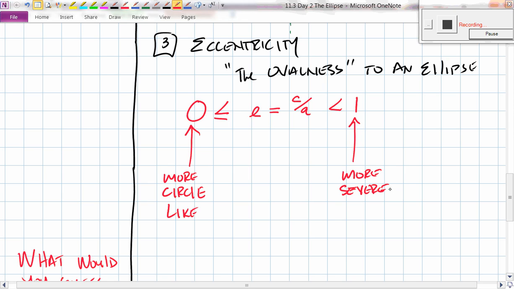So if it was 1, would it be a line? Severe is spelled S-E-V-E-R-E. Severe ovalness. If it was 1, would it be a line? Yes, that's exactly right. If it was 1, you'd get a line. So it can't be 1. So you have the eccentricity. The closer you are to 0, the more circle-like you are, and the closer you are to 1, the more oval-like you are. The more extreme ovalness you have. Does that make sense to you?